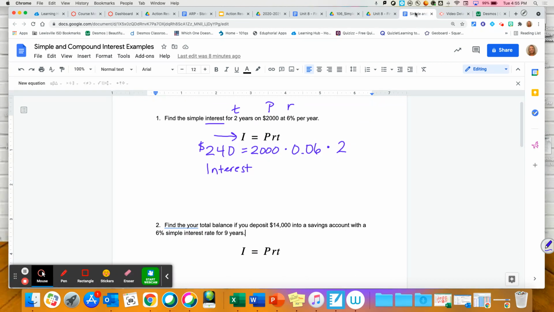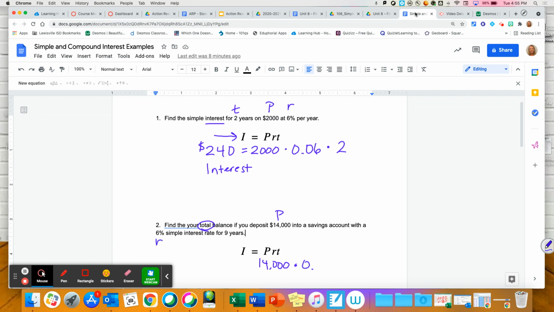All right, number two, it says find your total balance if your deposit was $14,000 in a savings account with a 6% simple interest rate for 9 years. So you're going to do the same thing. You're going to plug the numbers into the formula. So it says P, which stands for principal. You're starting off with $14,000 times the rate. And in this case, the rate is again 6%.